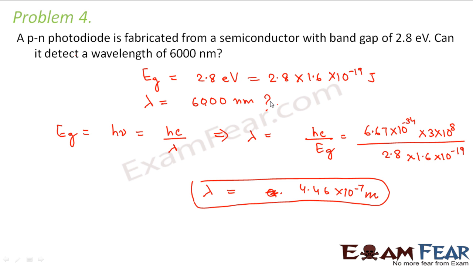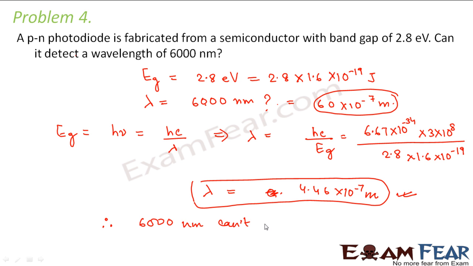Now, if you look at the wavelength which is asked in the problem, how much is 6000 nanometers? It is nothing but 60 × 10^-7 meters, right? So if you compare this wavelength with this wavelength, what do you see? This wavelength is greater than this wavelength. Therefore, 6000 nanometers can't be detected by this photodiode, because the wavelength is greater than what it can detect, right?